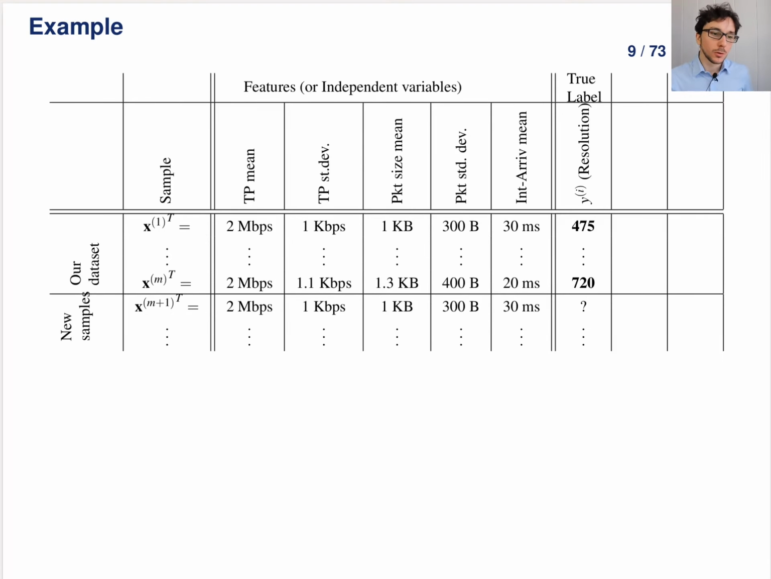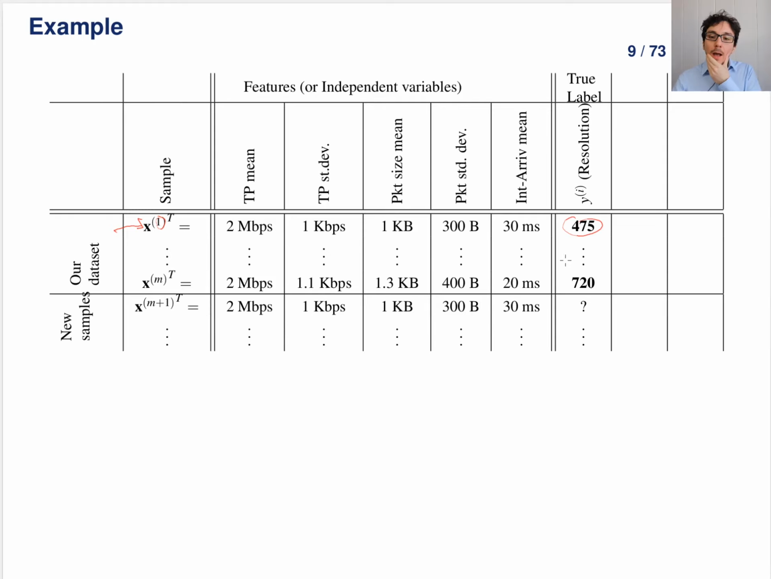Let's have a closer look at our data set. So you have a set of samples. Each sample is actually a vector, so this is the sample number 1, and each element is the value of each feature. Okay, and in our training dataset we also have already the labels. So we know that in this sample here the resolution was 475, etc.